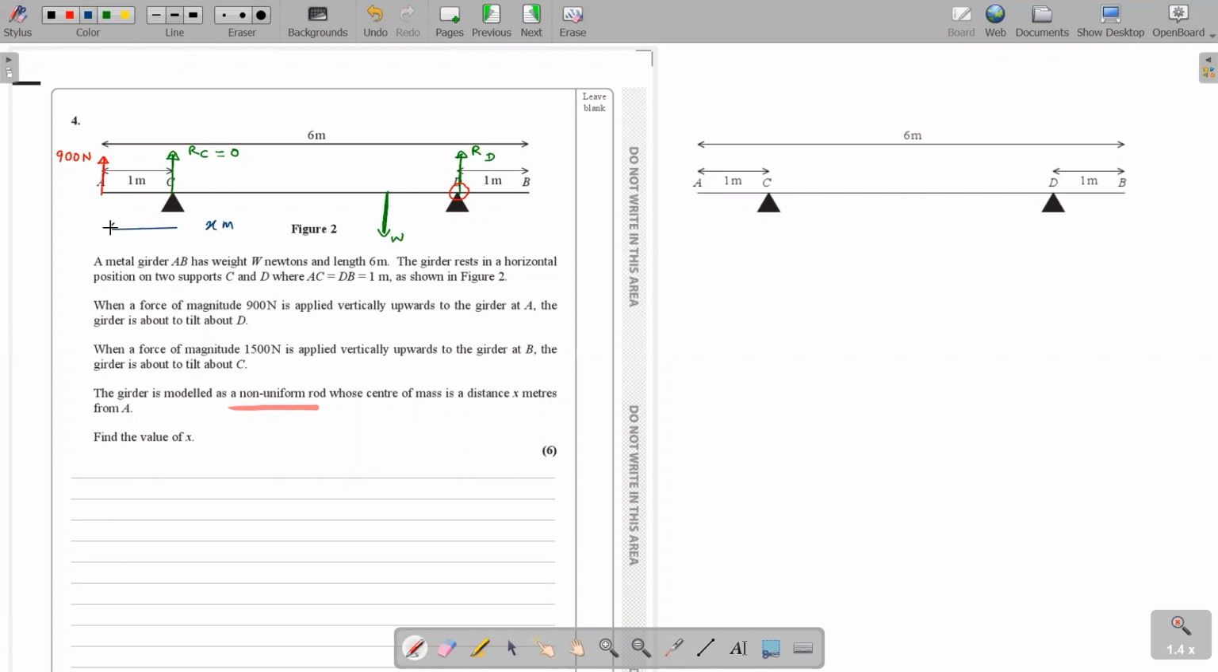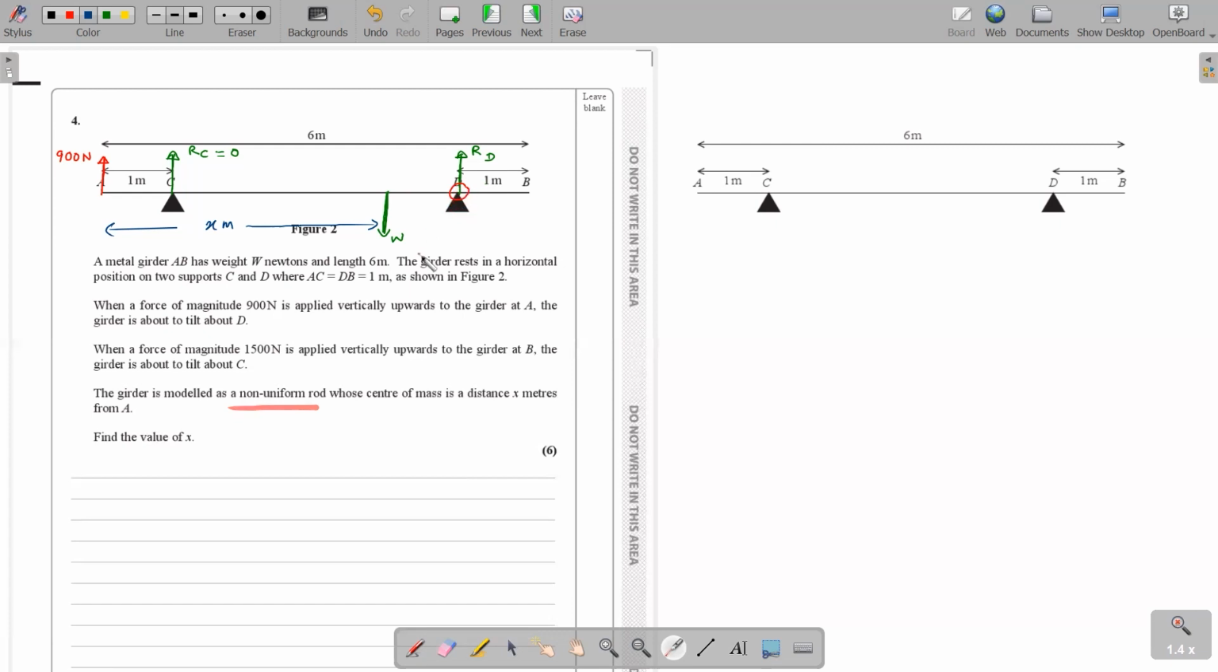At a distance of X meters from A. Whenever they use this word, it's about to tilt around a certain point. What should you do? You must consider moments around the tilting point, because the entire weight of the whole system comes at the point D when it's tilting.